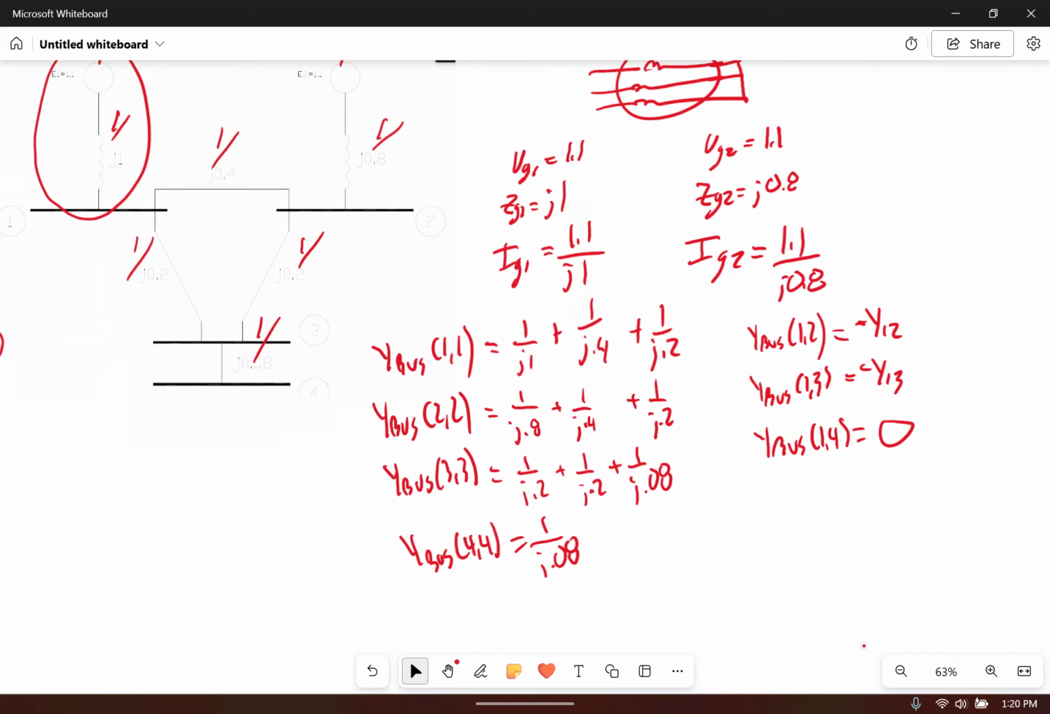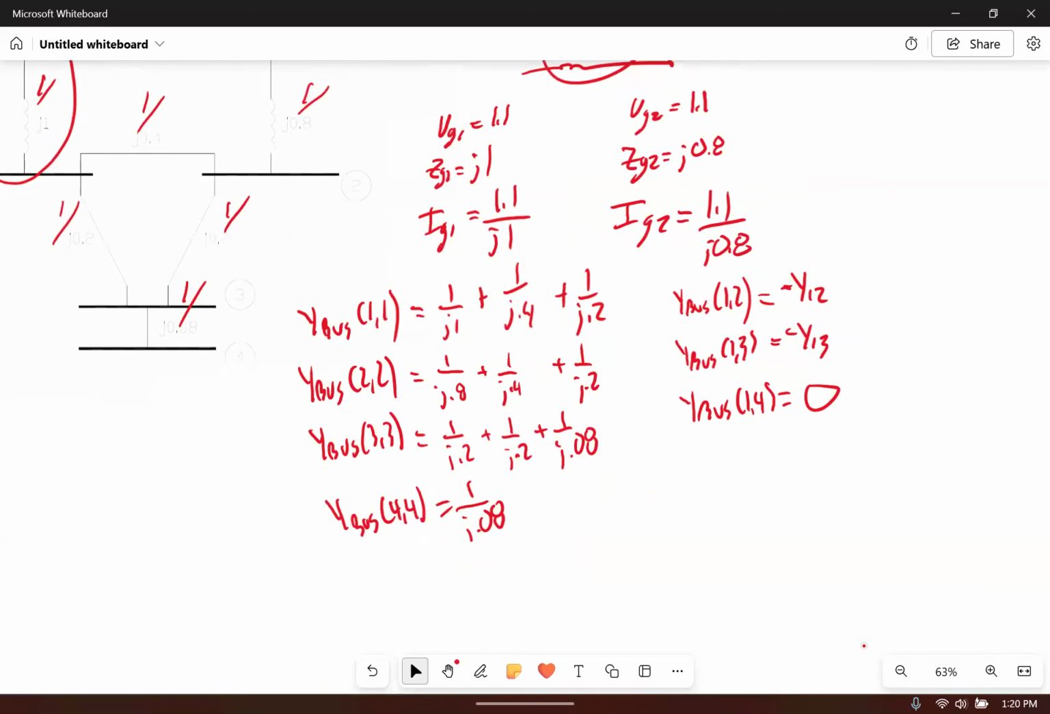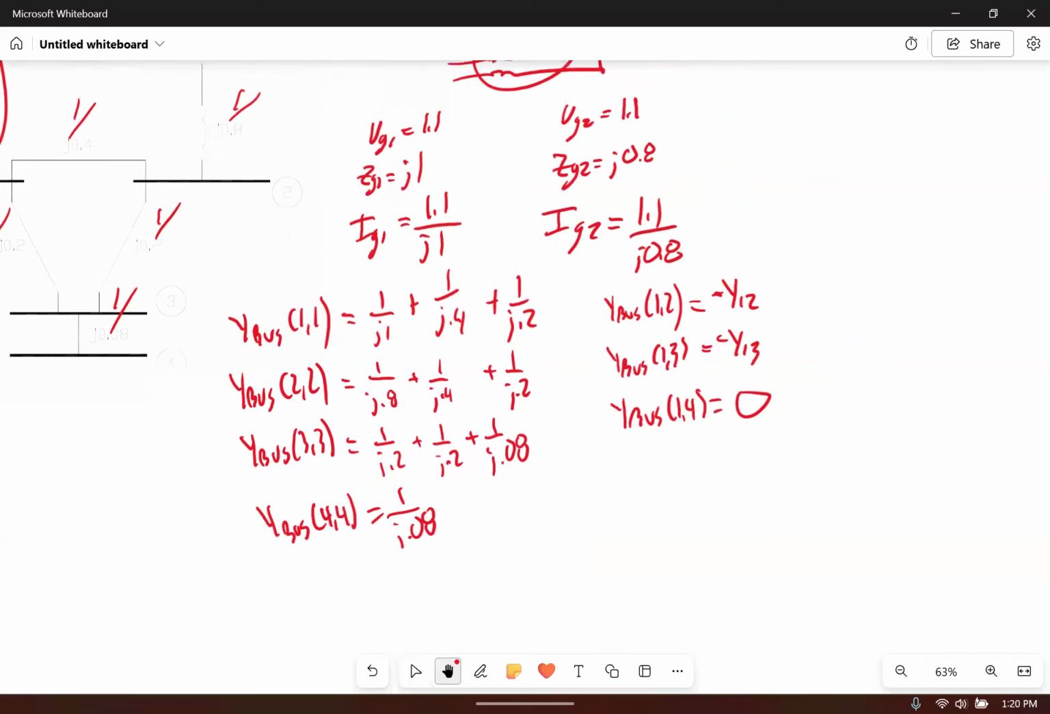All right, so that's it for row 1. Now I'm going to go on to row 2.